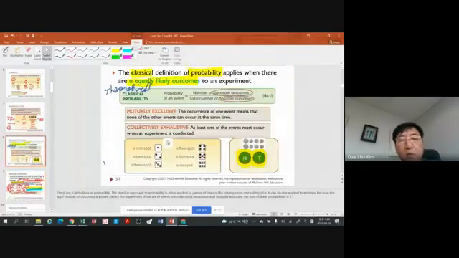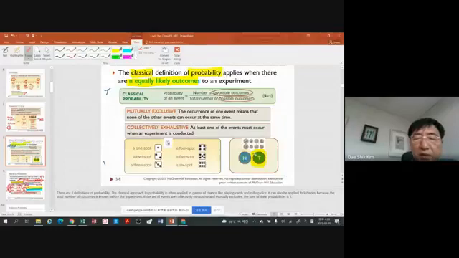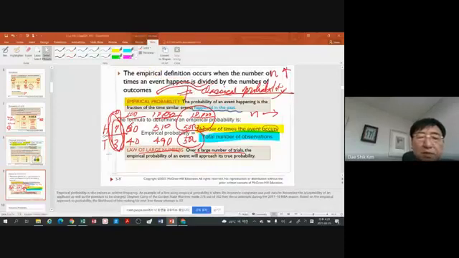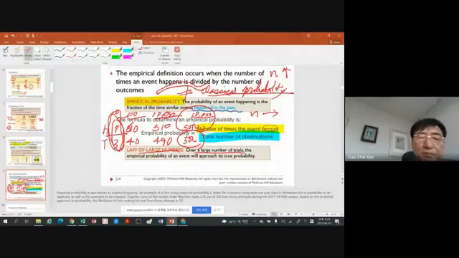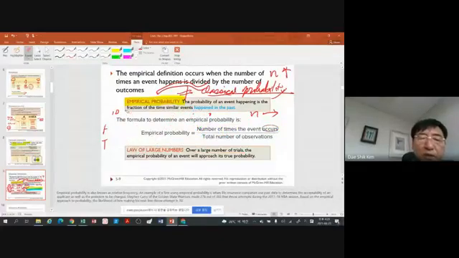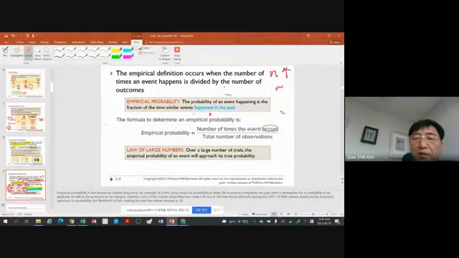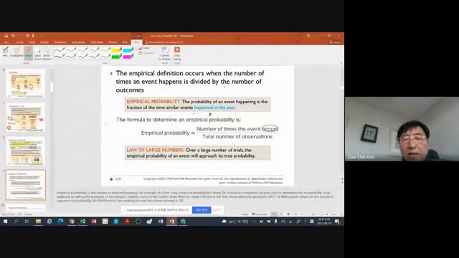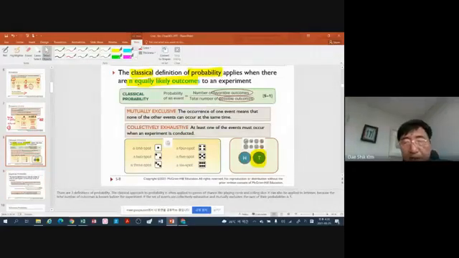You need to understand the definition of classical probability and empirical probability. Wait a minute. When you repeat and repeat your experiment, the number of trials increases, and empirical probability will be similar to classical probability. Do you understand? In classical probability, we need to understand two important concepts. One is mutually exclusive. Another one is collectively exhaustive.